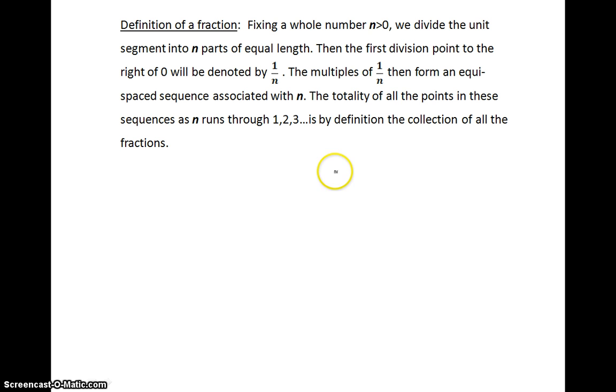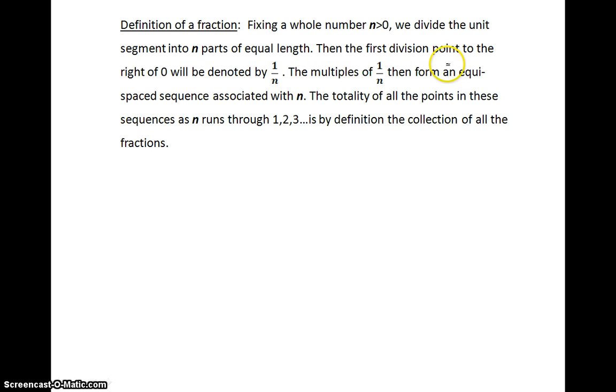Fixing a whole number n greater than 0. Obviously if we don't partition anything, we don't have any partitions. So we divide the unit segment into n parts of equal length. That's what we did. In this case, we did it by 3.